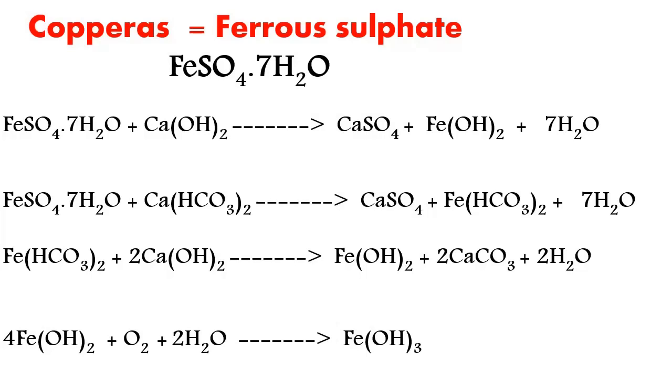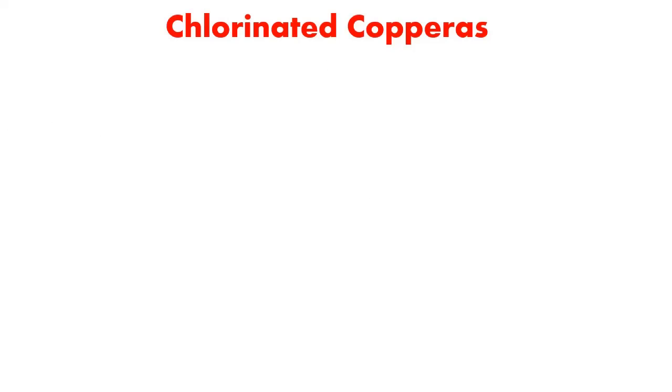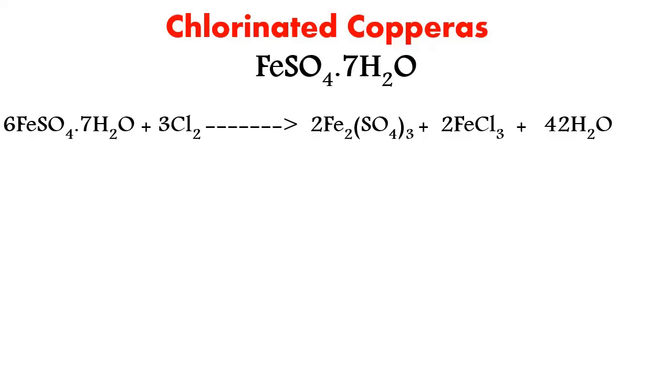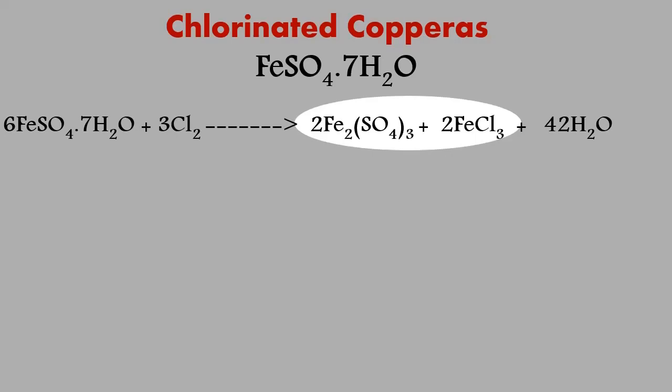Okay? But that CO2 problem is not there here. Now, chlorinated copperas as a coagulant. Then what is chlorinated copperas? To get that one, what we need to do? Copperas, the earlier agent, 6 parts of copperas is mixed with 3 parts of chlorine. Then it will give ferric sulfate and ferric chloride. This ferric sulfate and ferric chloride together is called chlorinated copperas.